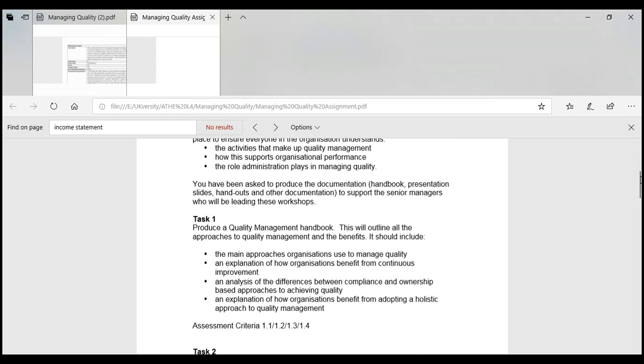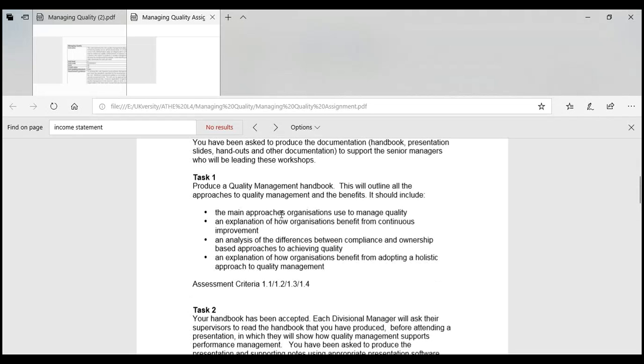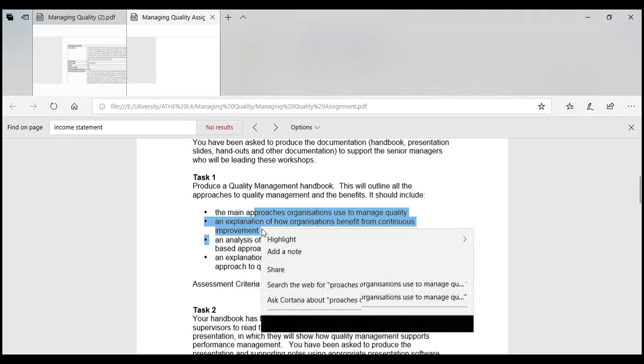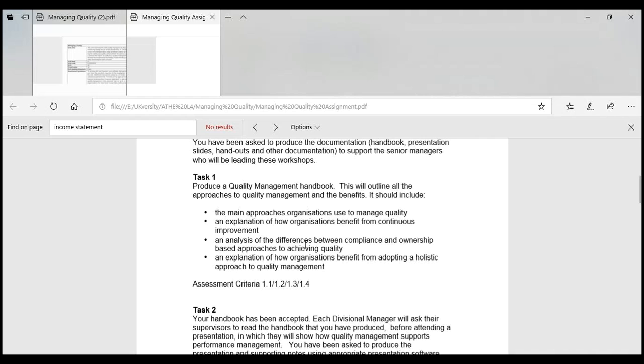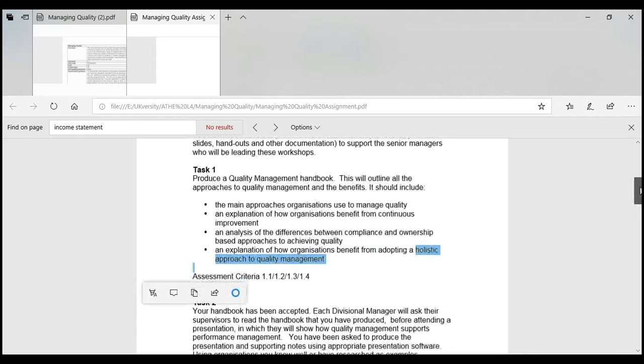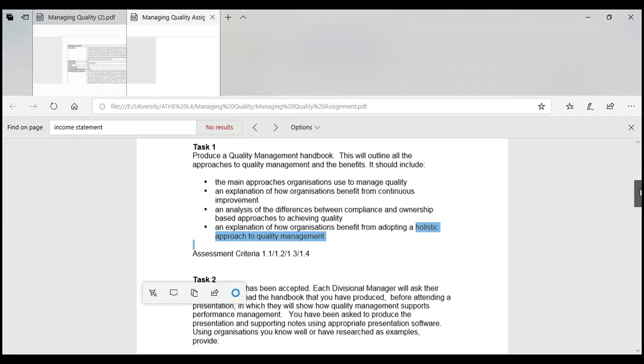Yes. So what you need to do is produce a quality management booklet. You can write about the approaches to quality management that we discussed in lesson 1, like Six Sigma, total quality management, zero defect, and lean manufacturing, lean production. Also the difference between compliance-based and ownership-based approaches, which we discussed in lesson 1, and an explanation of how the organization benefits from adopting a holistic approach according to the changing environment. We change the approach according to legislation as well, which helps us improve quality.